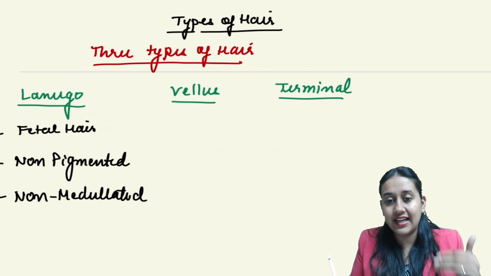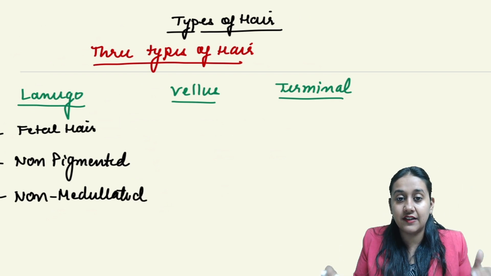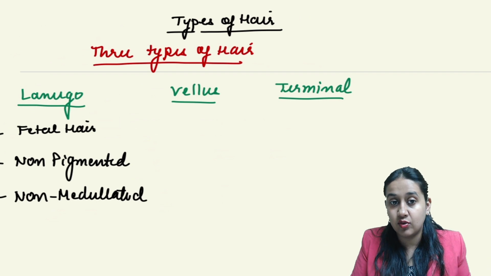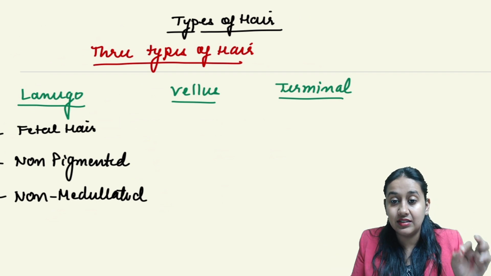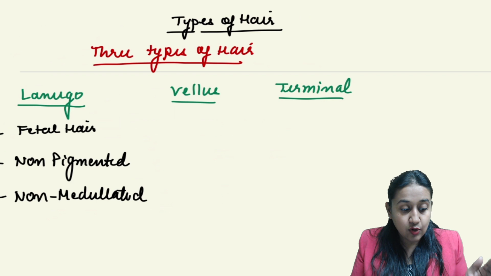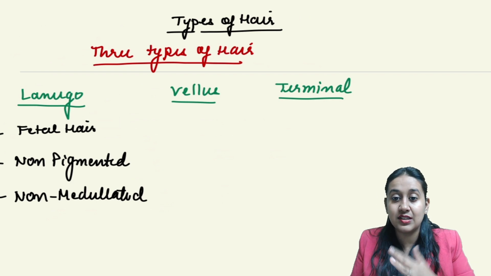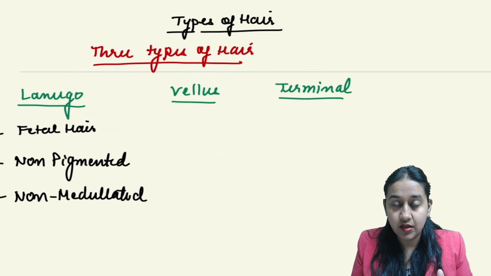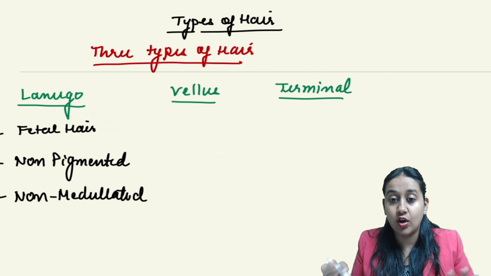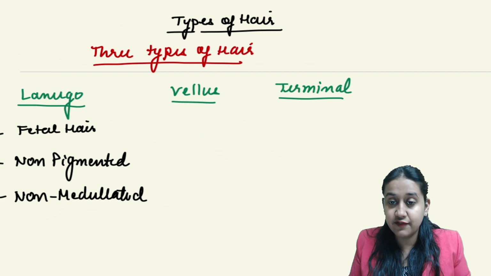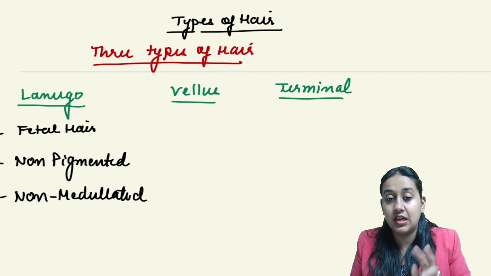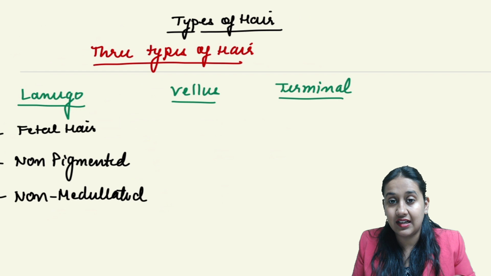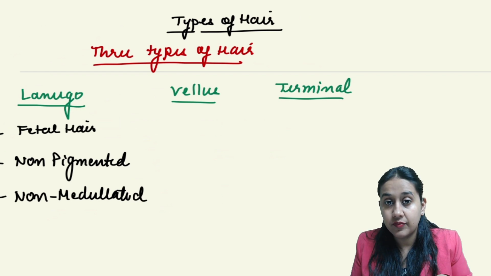In your exam, you can get a question: what are the characteristic features of vellus hair, terminal hair or lanugo hair? So you should know all these features. Once the baby is born, the lanugo hairs will shed off. After birth, they will not have any hairs on their body. The hairs which you see after birth are of two types, one is vellus and another is terminal.